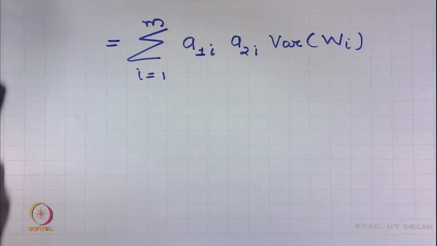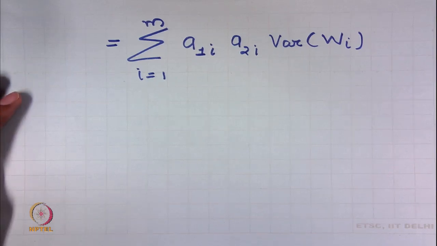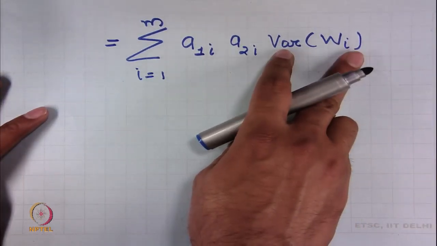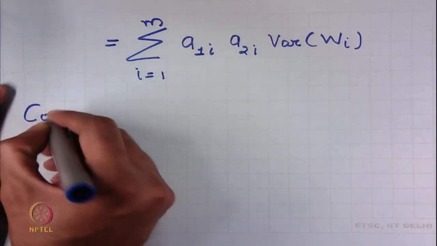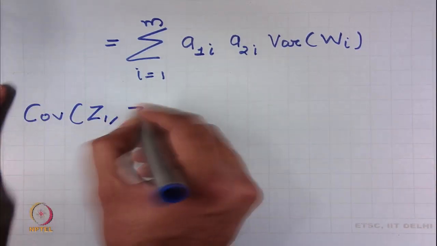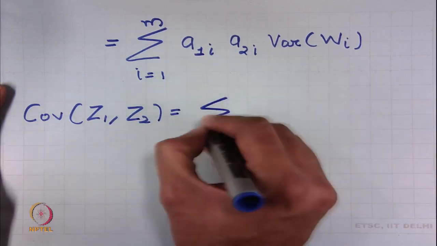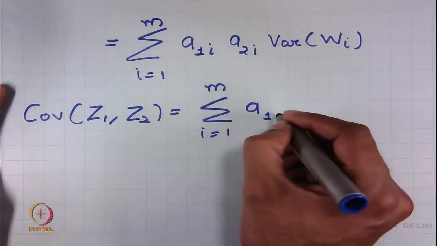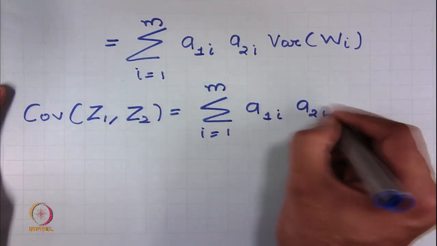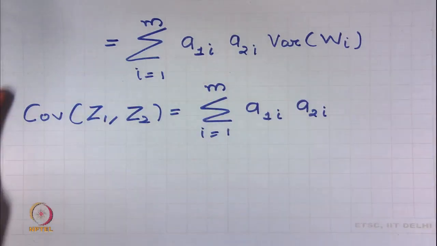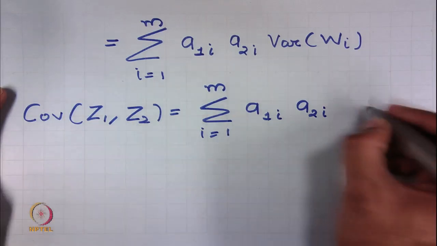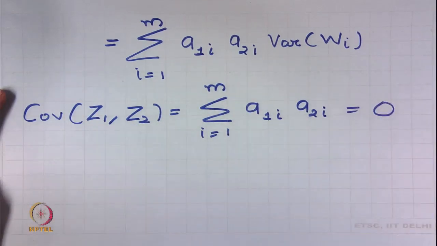Just try to prove it yourself, it should be simple and easy. Furthermore, what we know is that these random variables are also normal random variables, that means their variance is 1. So, from this we can say that covariance of Z1 and Z2 is nothing but summation i going from 1 to m, A1i times A2i, assuming that this is 1. And we know that if these two random variables have to be uncorrelated, this has to be 0, all right.